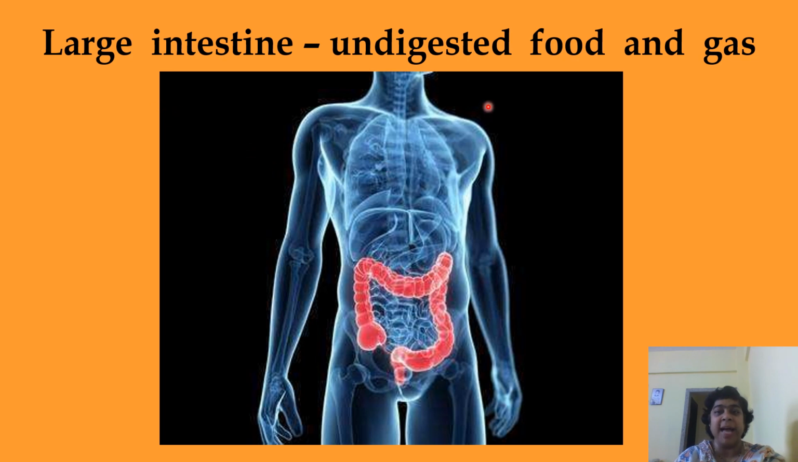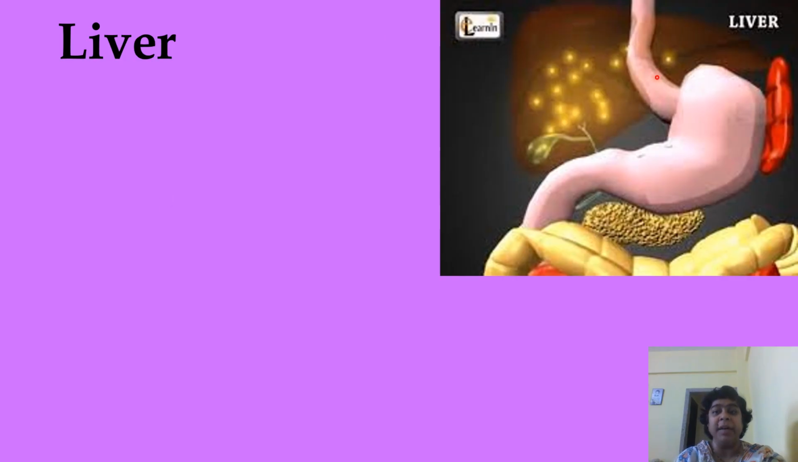Large intestines, undigested food and gas. This is the large intestine. It helps to remove the undigested food and gases. Yes, from the stomach, all the food that is broken down and is digested goes to the other parts of the body. But the undigested food or gases collect in the large intestines and help to come out from our body.